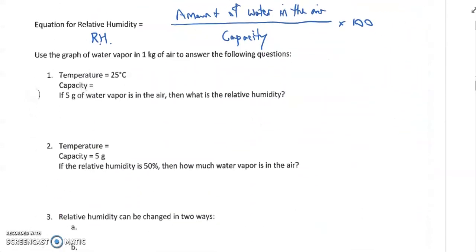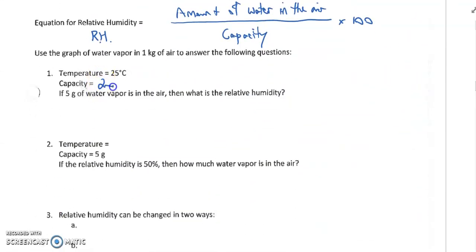So if my capacity is 20, and it says if 5 grams of water vapor is in the air, then what is the relative humidity? So my relative humidity is 5 over 20 times 100, which gives me 25%. Sometimes you'll see this on weather reports. It'll tell you what the relative humidity is for any given day. This is telling you how much water is in the air compared to the maximum amount.